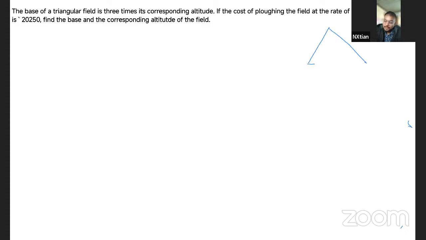Okay, so first we'll understand the question. The question is saying the base of a triangular field, the base which is B, of a triangular field, this is the height. So the base B equals 3 times the corresponding altitude which is H. We wrote the relation: the base equals 3 into height, which is the corresponding altitude. Understood, guys? Sam, are you there?